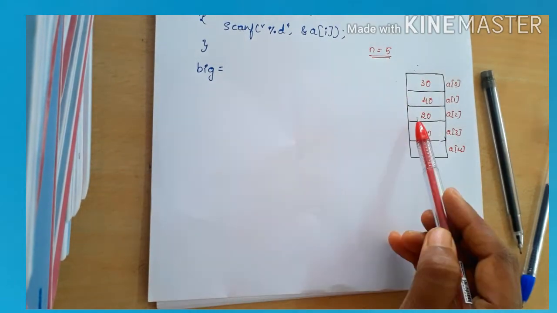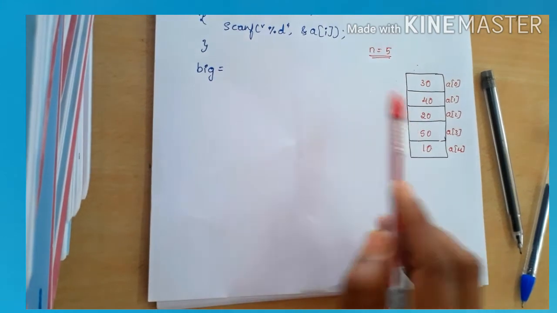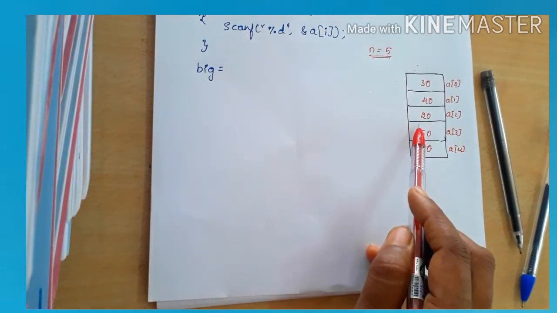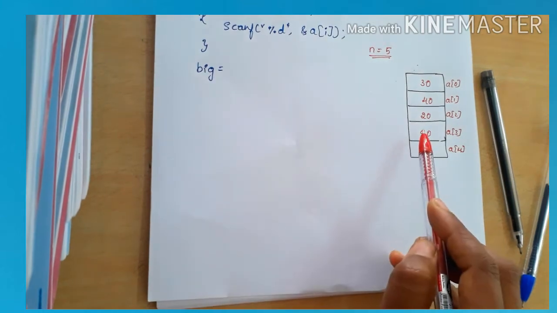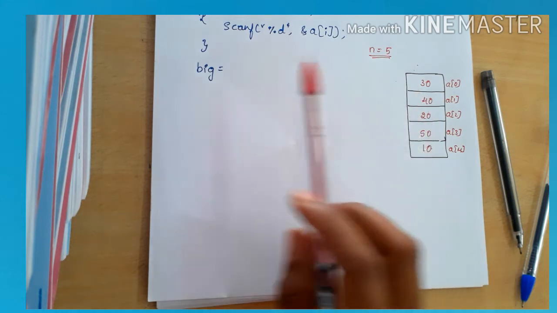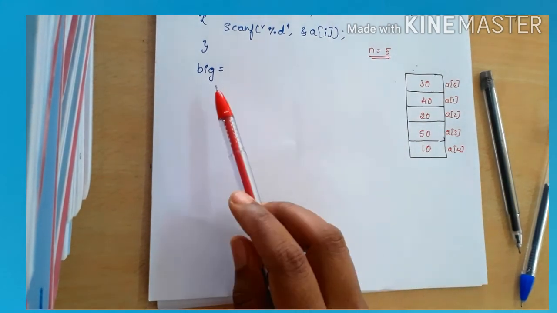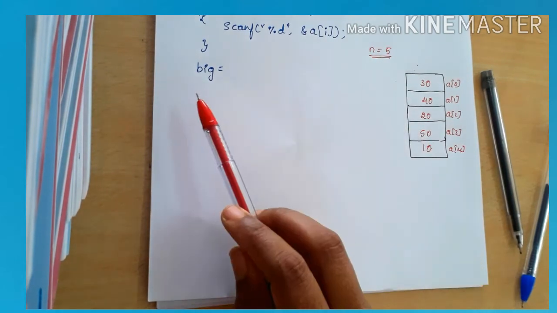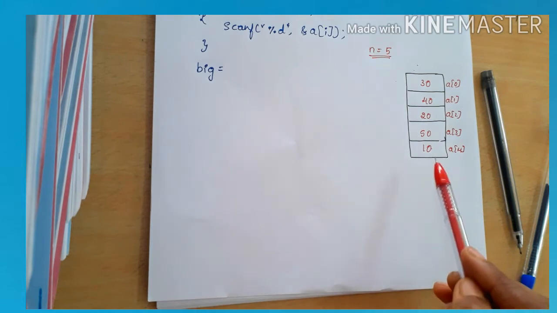Otherwise, leave it. Take the next element, that is the third element of the array, then compare that third element with big. In case the third element is greater than big, copy that third element to big. Otherwise, leave that third element. Then next, take the fourth element of the array, then compare that fourth element with the value of the variable big. In case that fourth element is greater than big, copy that fourth element to big, otherwise leave it. We should repeat this process for all the remaining elements of the array.